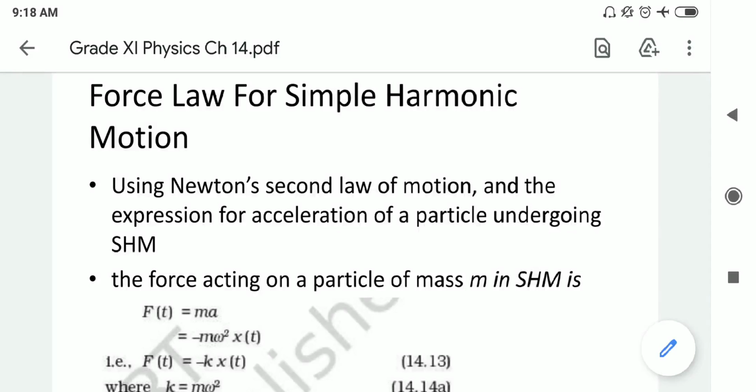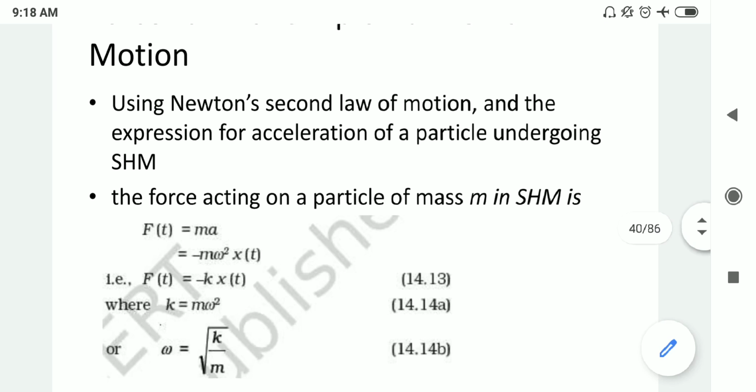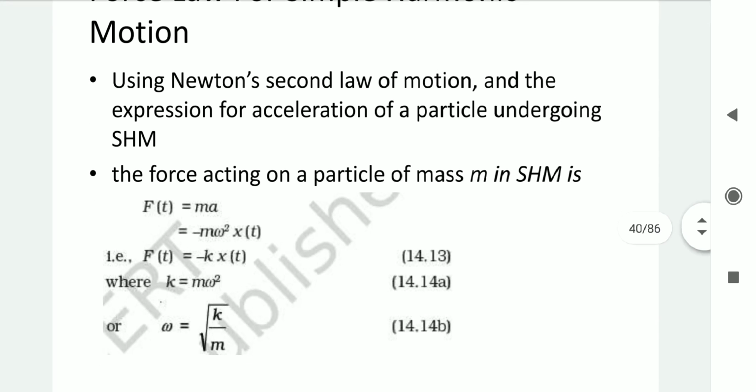Here we know Newton's second law, which relates force and acceleration. In an earlier topic we have already understood the acceleration of a particle in an SHM system. So based on Newton's second law, we have F equal to ma. Now this force is a function of time, because we are talking about simple harmonic motion, which is a periodic motion, and periodic motion always depends on time. So we have the equation F of t equal to ma, and the acceleration equation which we derived earlier is minus omega square x of t.